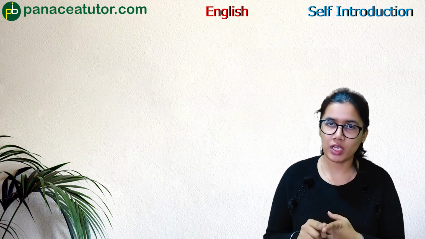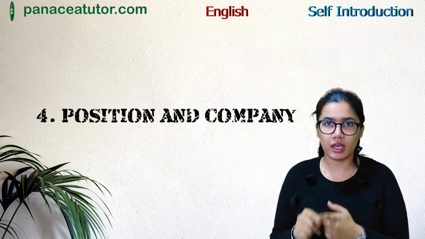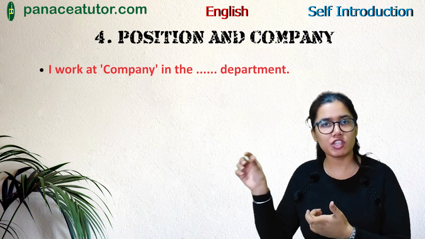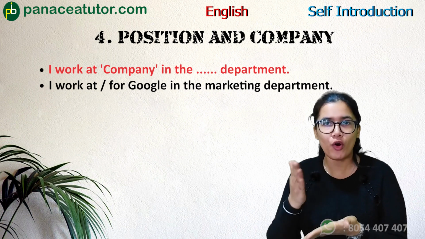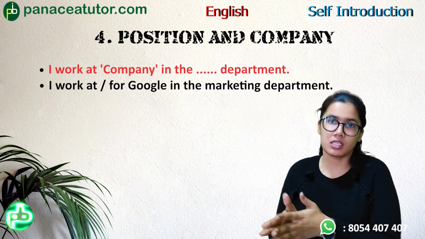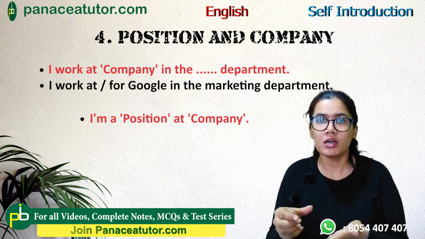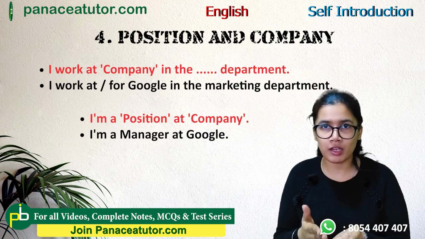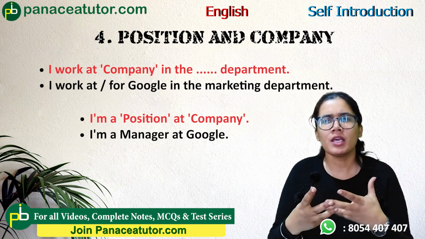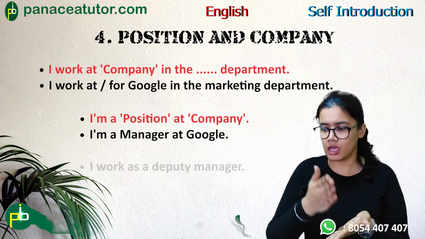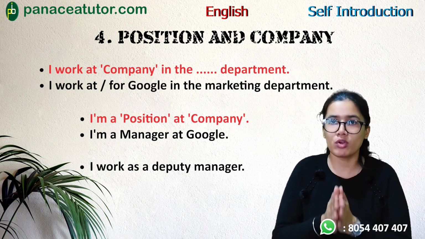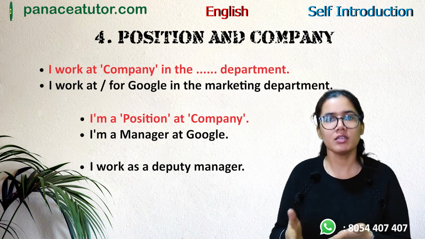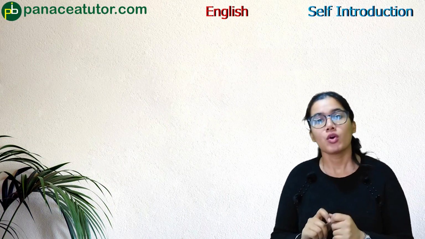Next, the fourth point to keep in mind is position and company name. You can say I work at your company and in the dash department. You can say I work at or for Google in the marketing department. Or you can say I am your position at wherever you are working, your company. You can say I am a manager at Google. Or simply you can tell about your designation. You can say I work as a deputy manager. When you don't want to mention the company where you are working, you can say I work as a deputy manager.